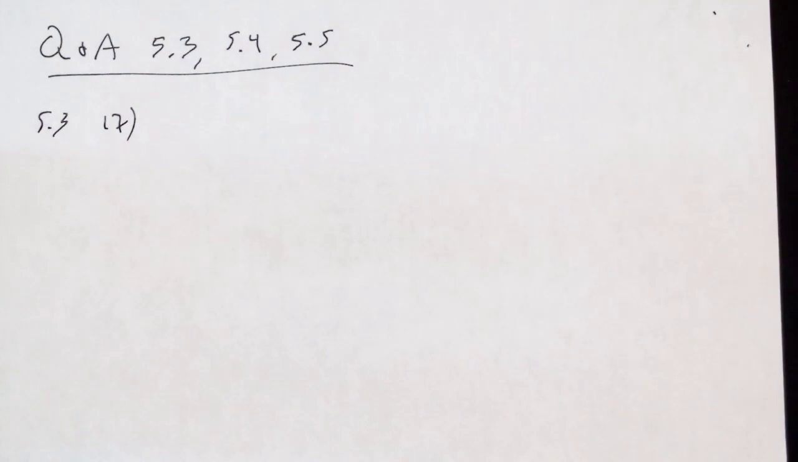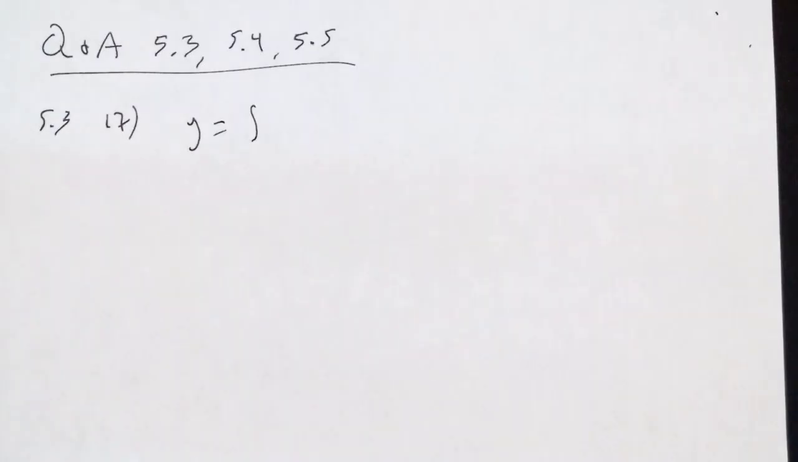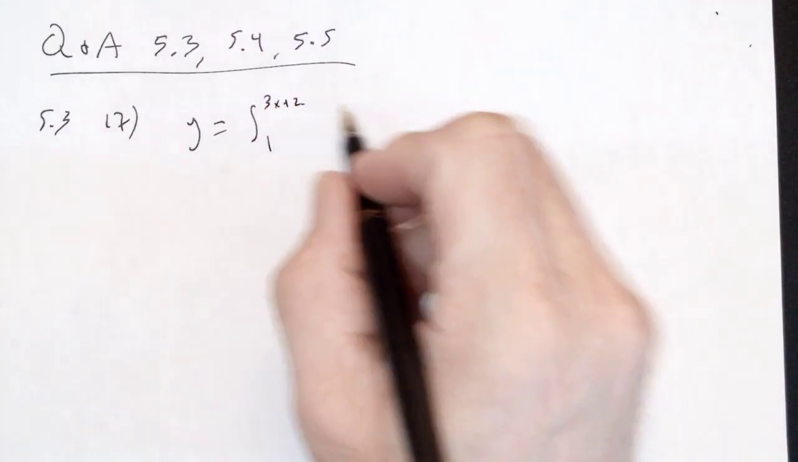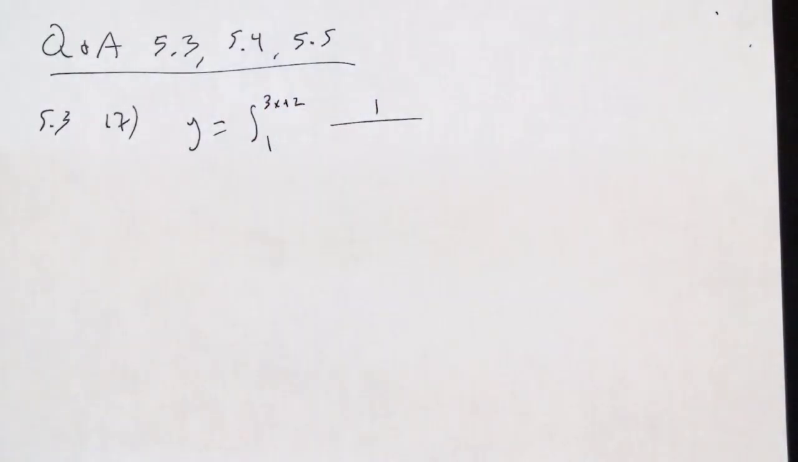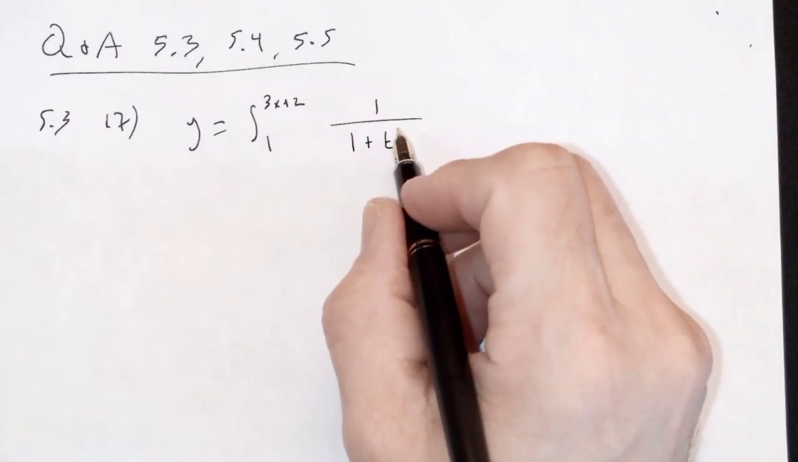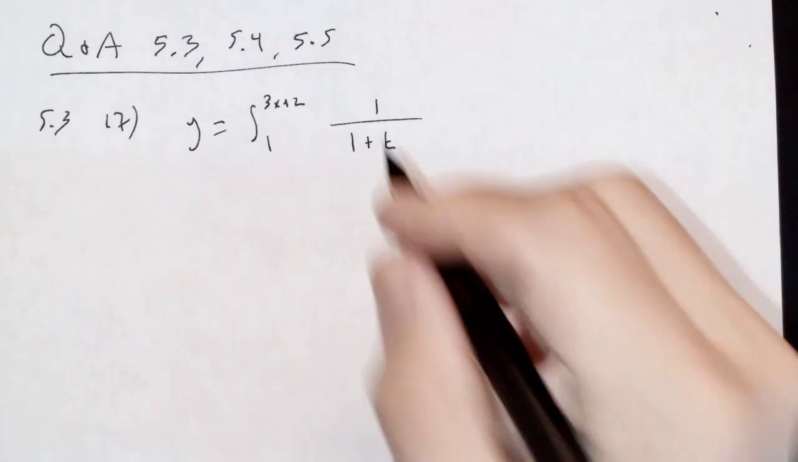It asks us to find the derivative of the integral from 1 to 3x plus 2 of 1 over 1 plus t cubed dt.